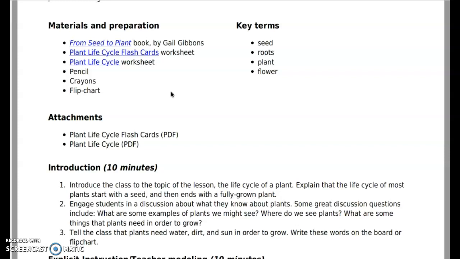They have the plant life cycle flashcards, which is at the end of this, and the plant life cycle worksheet, which is also at the end. I think that's super helpful because it gives them something to see and to work on as they finish this lesson. The pencil, crayons, and flip chart, I think those are all super important materials, and it's good that she has those listed just to keep things flowing and organized.